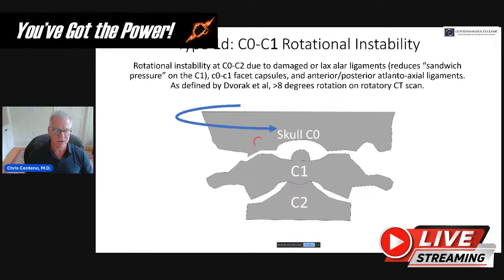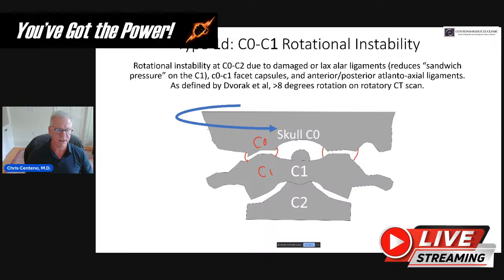The skull is called C0. C1 is the atlas, so the C0, C1 area is between those two. There are two joints, one on each side. Some of that joint stability is due to the capsule of C0, C1, but there are also lots of other ligaments involved.